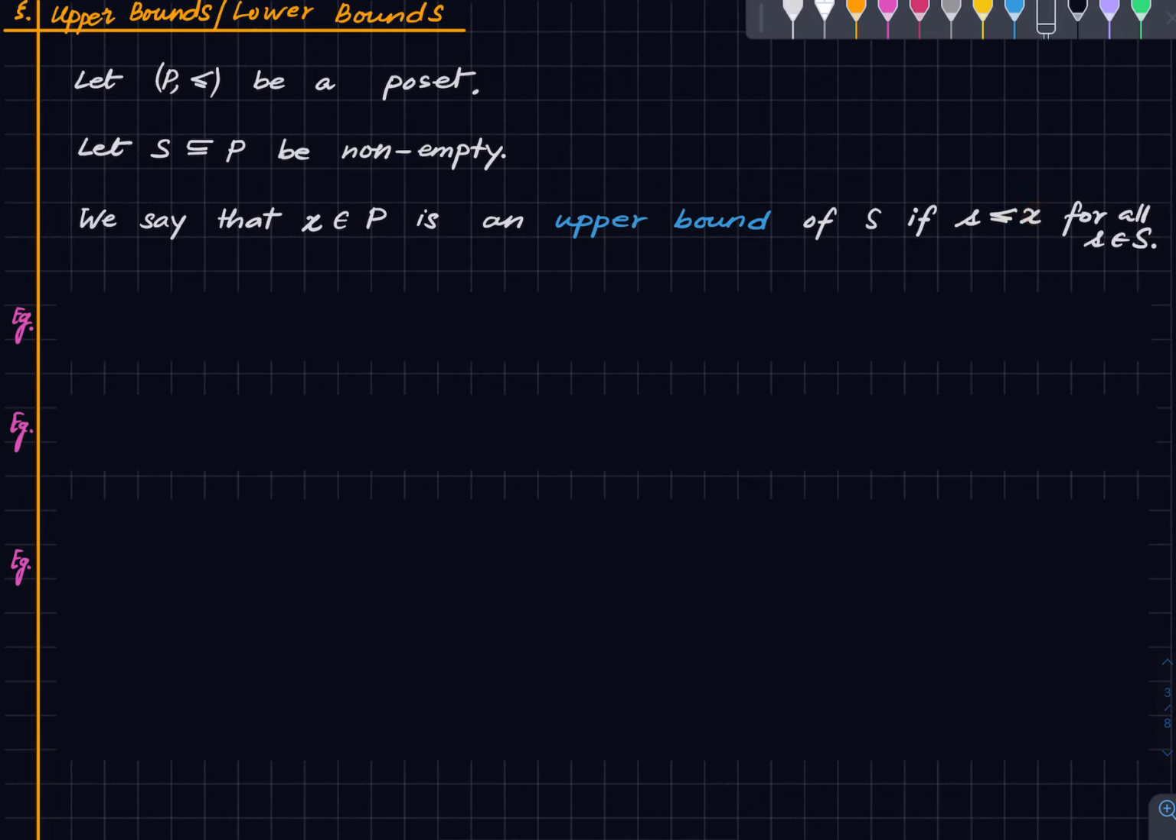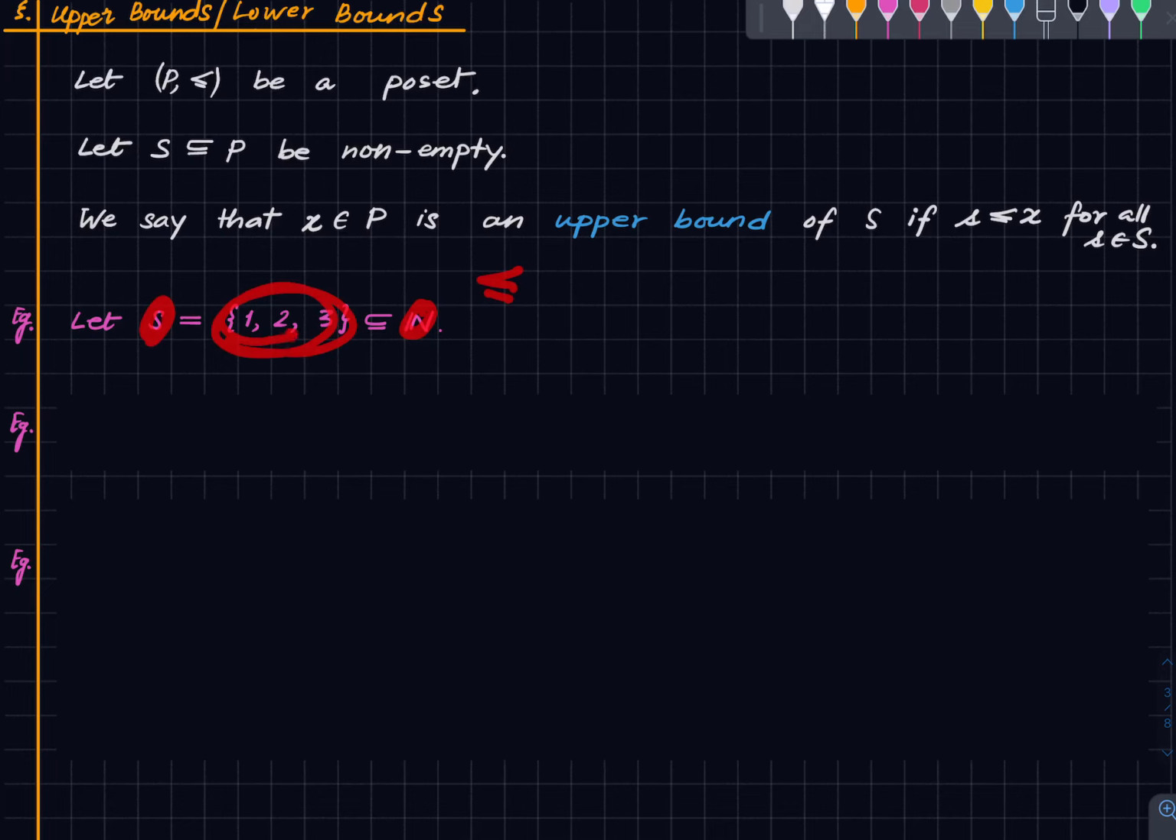Okay, so let's look at examples to understand this better. Consider this poset, the set of natural numbers with the usual ordering. So that is our poset. And this is our subset S, the first 3 natural numbers. Then we can write down many upper bounds to this. So one such upper bound is 3. 3 itself is an upper bound to S because it is dominating everything here. Note that we do not have a strict inequality here. So 3 is an upper bound, and 4 is an upper bound, 5, and so on. All of these are upper bounds to S.